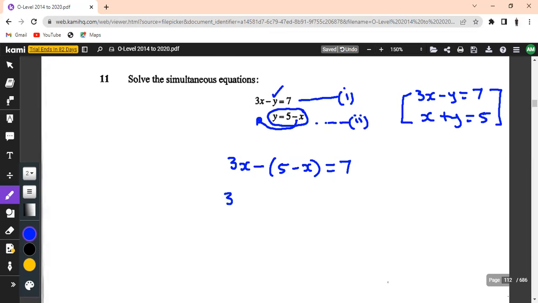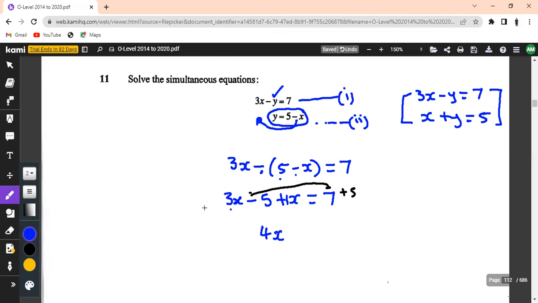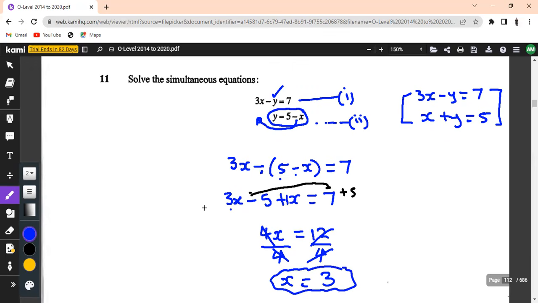So you're going to expand brackets and find x. Minus times 5 is minus 5, minus times minus x is plus x, is equal to 7. So it's 3x plus 1x, since x is the same as 1x. So 3 plus 1, that is 4x. Transpose your negative 5 to the other side of the equation, it is going to be a positive 5. So it's 7 plus 5, which is equal to 12. So you can divide by 4 in this case. Our x is going to be 12 divided by 4, which is 3. So this is the value of x that we have obtained, which is 3.